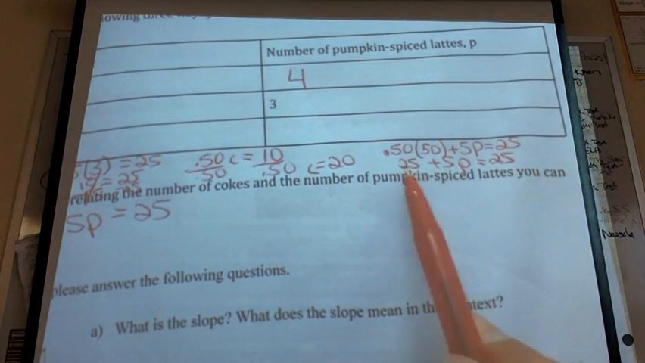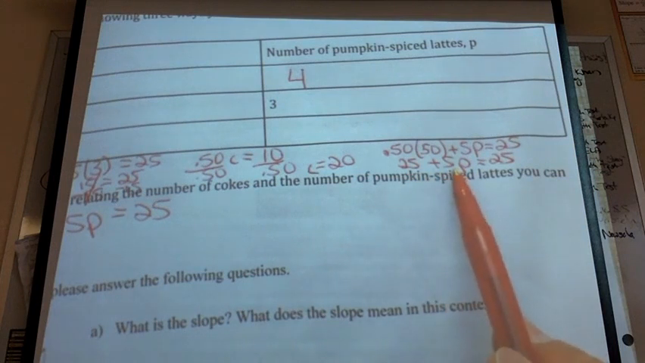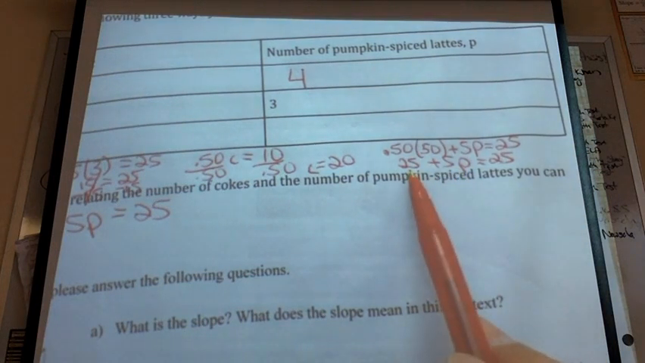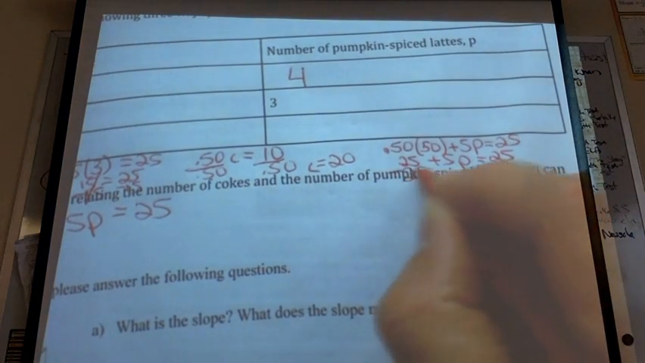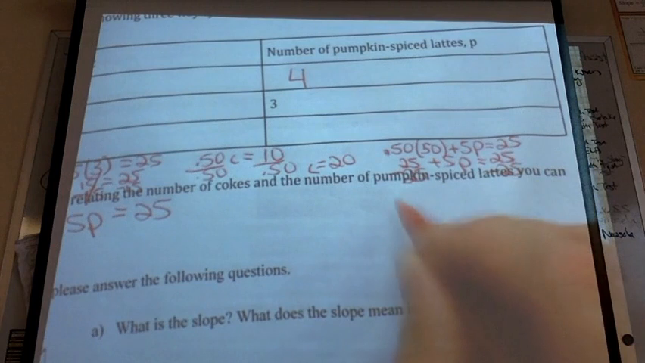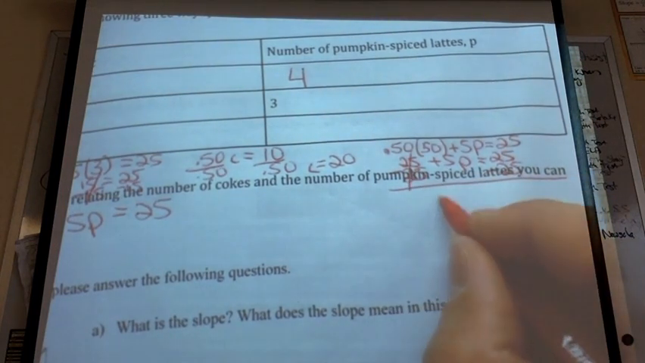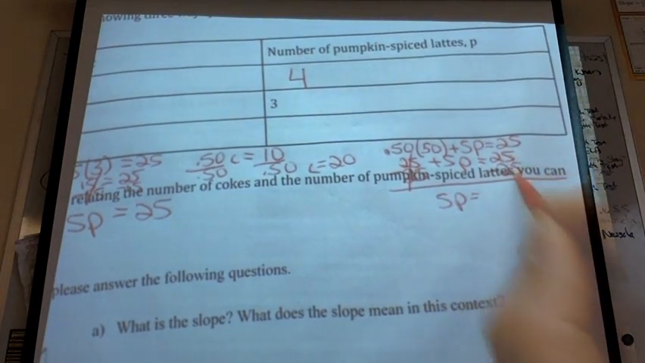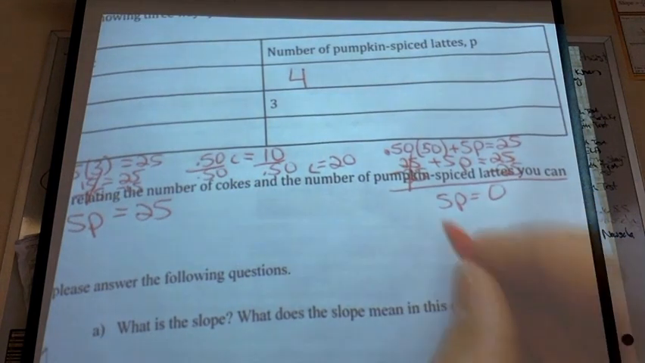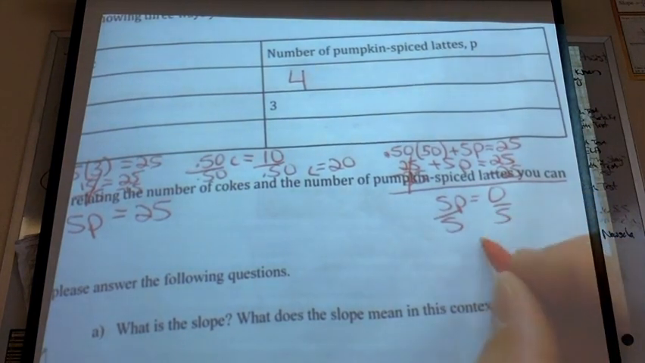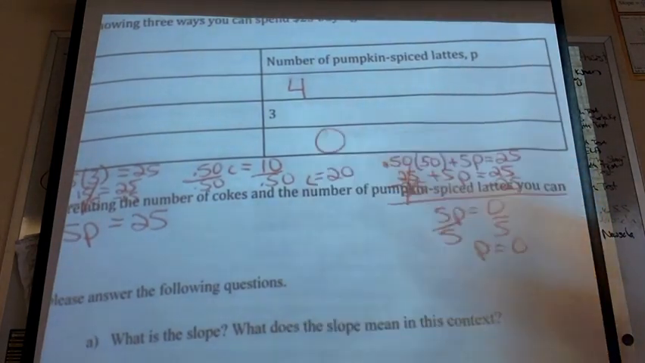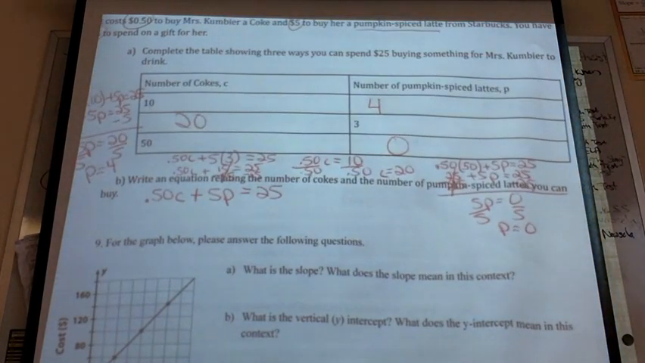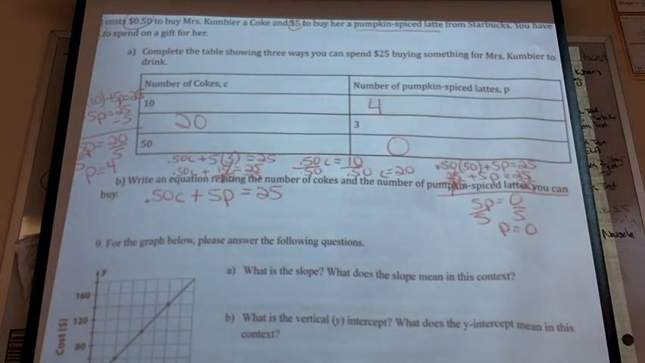I want to get p alone, so I need to get rid of this 25 first. What determines what I get rid of first, the 25 or the 5? I always want to get rid of the number furthest away from my variable, p. So I subtract 25 from both sides. What I do to one side, I do to the other. The 25s are gone on the left, so we have 5p equals 25 minus 25, which is 0. We divide by 5, so p equals 0. So you can't buy any. If you bought 50 Cokes, you can't buy any pumpkin spice lattes.